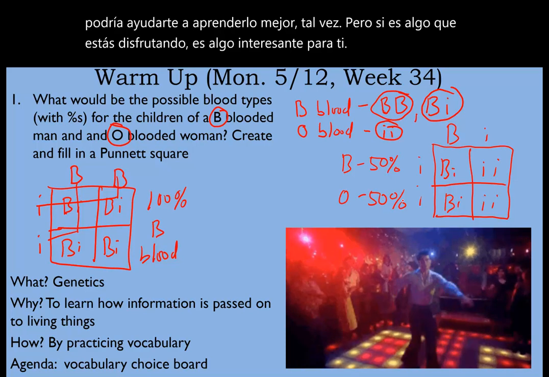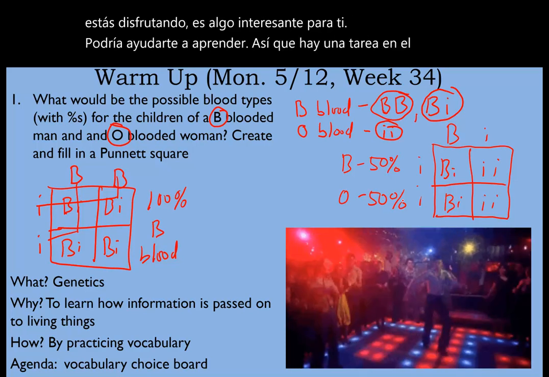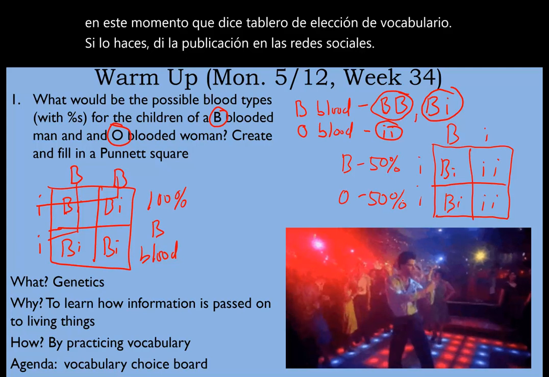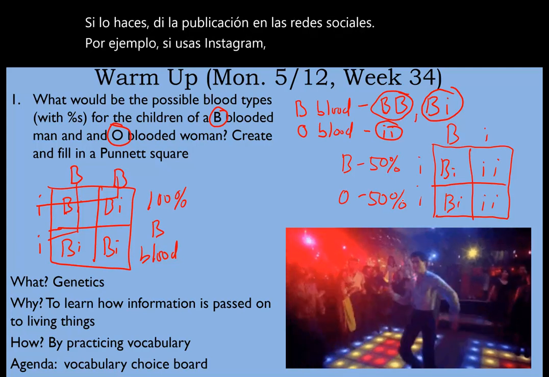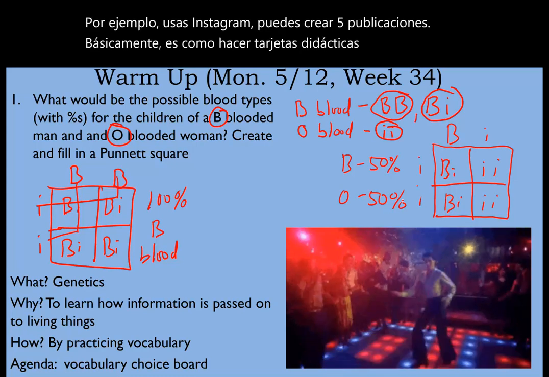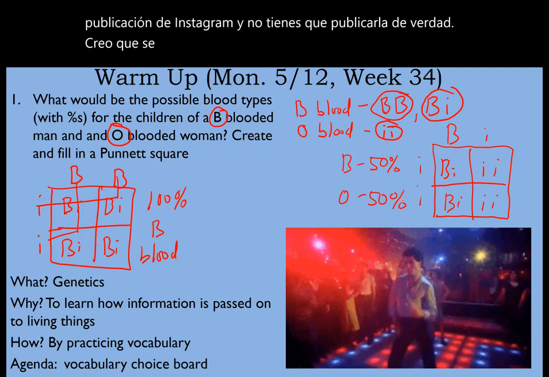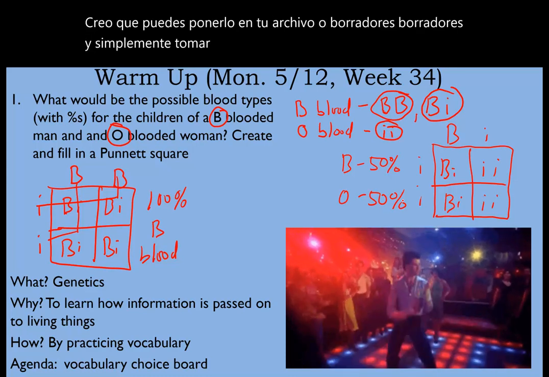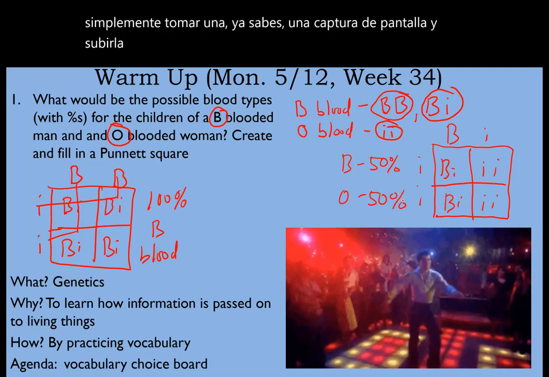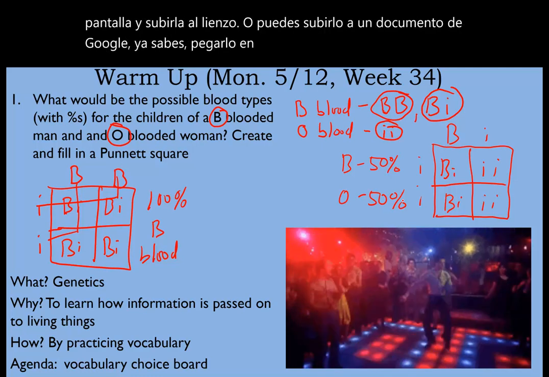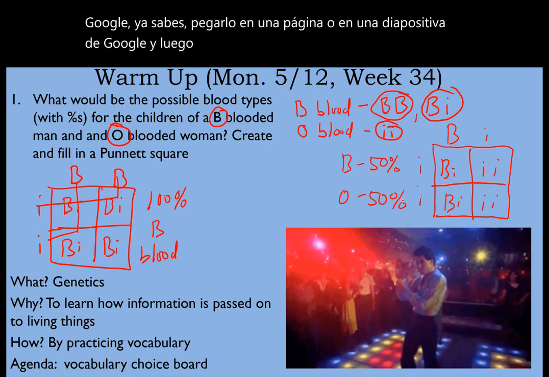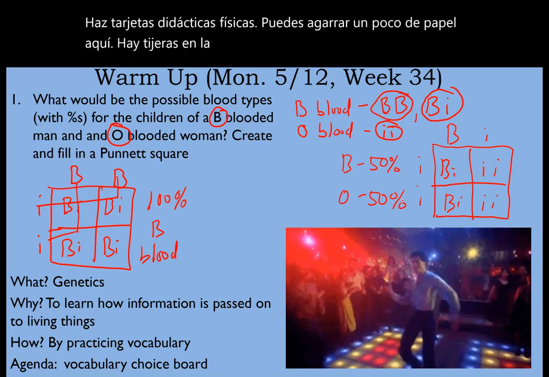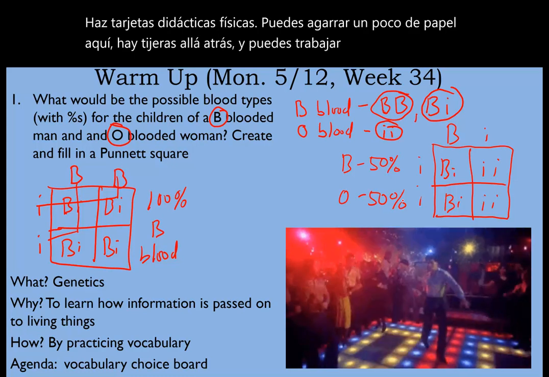So there's an assignment in Canvas right now. It says vocabulary choice board. If you do, say, the social media post, for example, you use Instagram, you can create 5 posts. Basically, it's like doing flashcards with an Instagram post. And you don't have to post it for real. I think you can put it in your archive or drafts, and just take a screenshot of it and upload that to Canvas, or you can upload it onto a Google Doc. Stick it on a page or a Google slide, and then send that in to me. That's what some students have been doing. Or you can make physical flashcards. You can grab some paper over here. There's scissors back there. And you can work in groups or work solo, whichever works best for you.